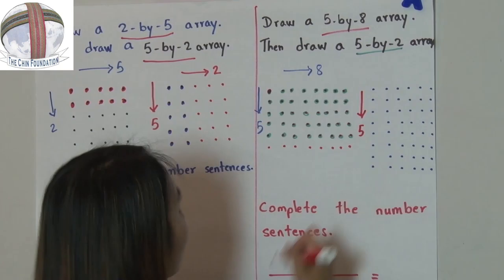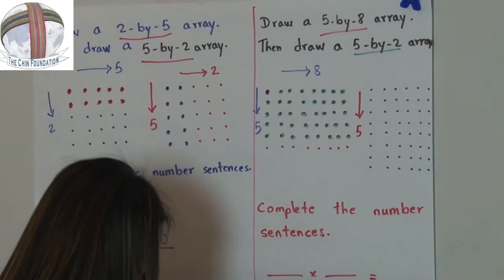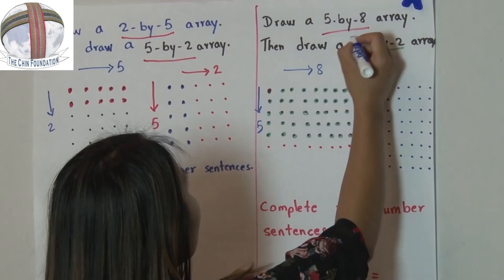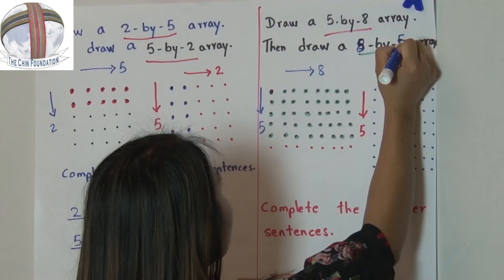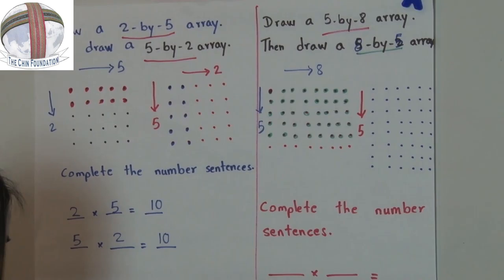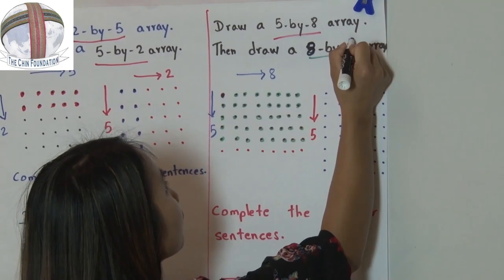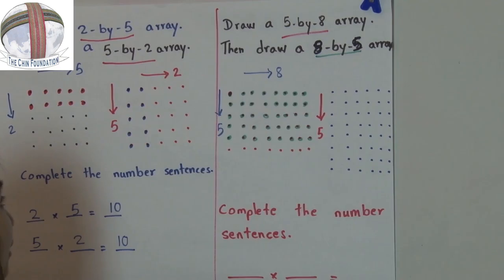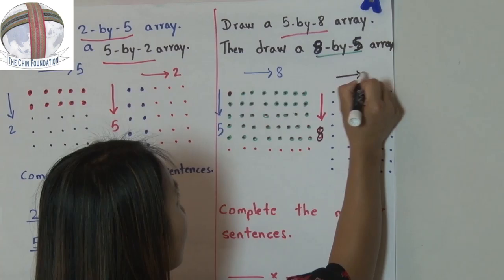5 by, sorry, it's supposed to be 8 by 5. Okay, I need to change it. I got it wrong. This one is supposed to be 8 by 5, okay? I wrote it wrong. So it's supposed to be 8 by 5.